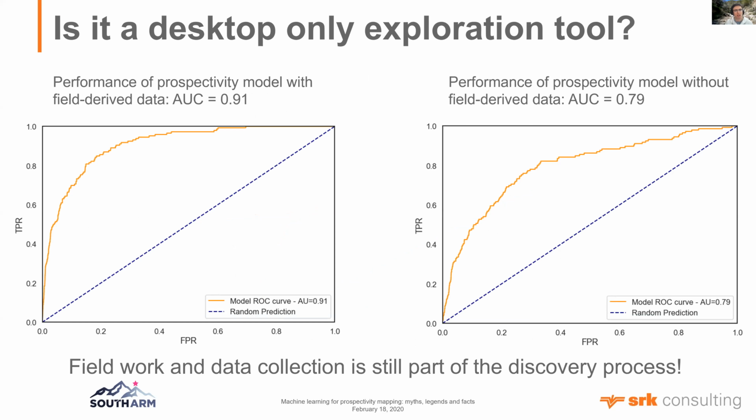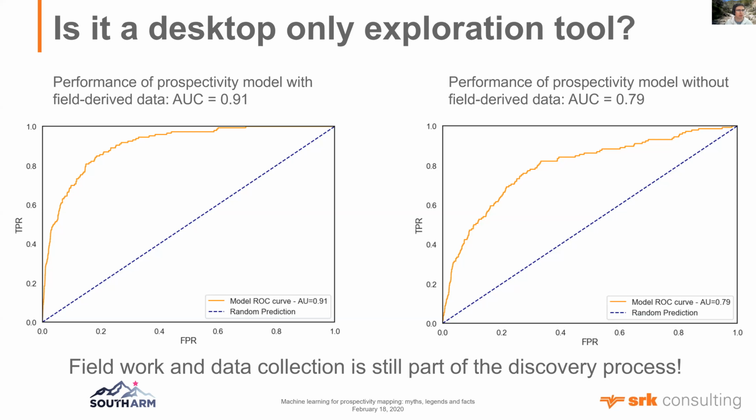You have two ROC curves here with the associated AUC score. Both are for the same project, for one prospectivity analysis on a project. One ROC curve, the best one, is when I include field-derived data in the model. So geochemical sampling, geological mapping, etc.